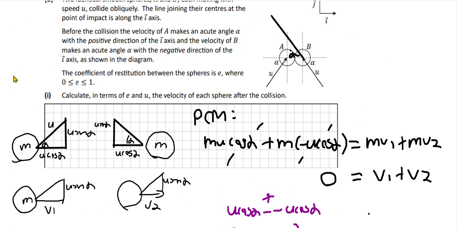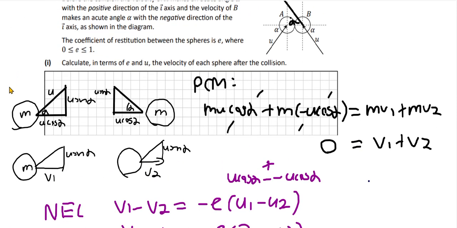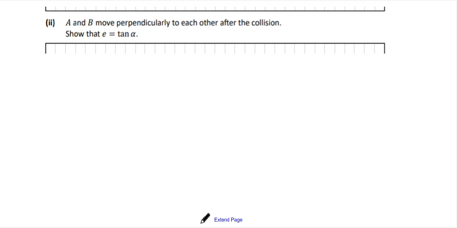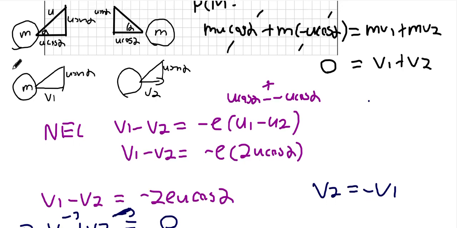So that's all done. Now what we're going to do next is it wants something from me. A and B move perpendicular to each other after collision. Show that E equals tan alpha. Okay, show that E is the same as tan alpha. Now this is going to be interesting. I think I'm going to grab that after picture I had earlier. Do you see the after picture?